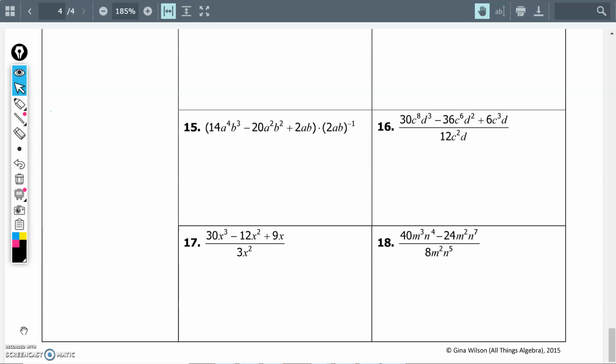I know this was a lot in one video with foiling, division, definitions of polynomials, and standard form. But I think this is a little more of a review for you guys.